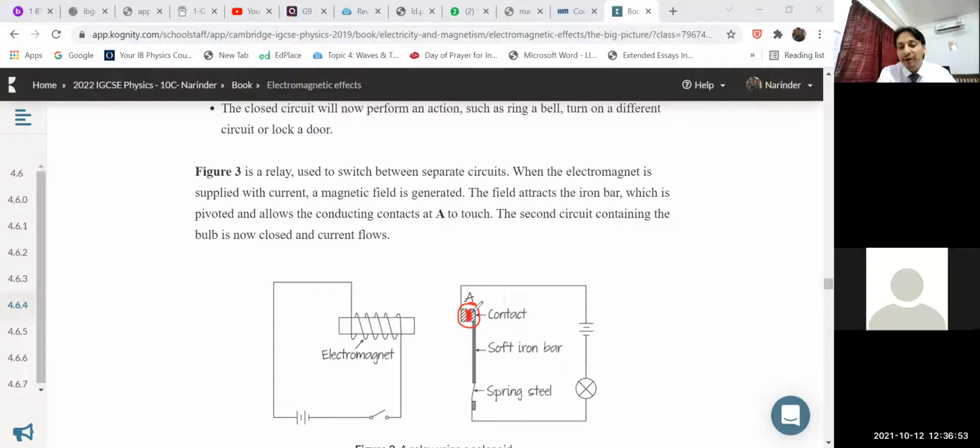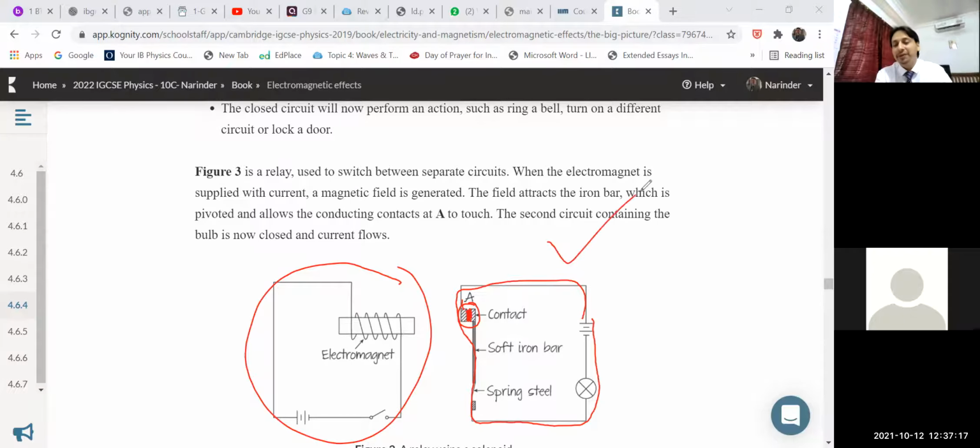Now this is a closed circuit. There is no air in the gap, no gap is there. And then in this circuit, the battery is there, the current may flow and this bulb will start working. It's not only a bulb, it could be a motor, any device which you have connected there. So that is the purpose of a relay. It means we have used an electromagnet to operate the secondary circuit.